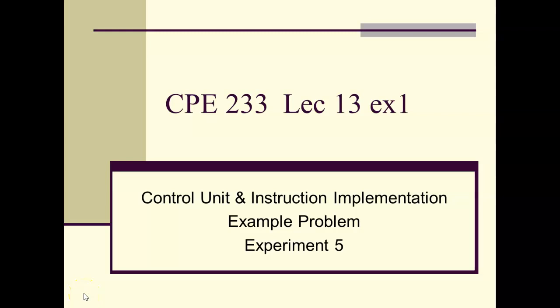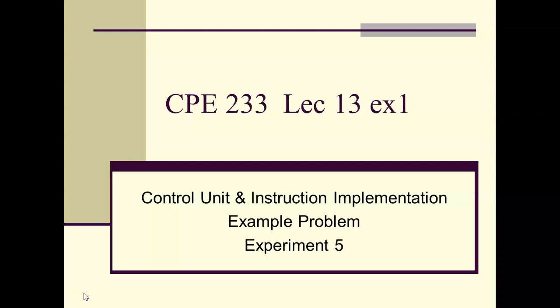This is lecture 13, example 1. What we've been looking at is how to really implement these instructions on the underlying hardware in preparation for experiment 5. So experiment 5, we're going to assemble a working computer, which means have it execute some instructions, a limited instruction set, which means we need to know how to implement these instructions.